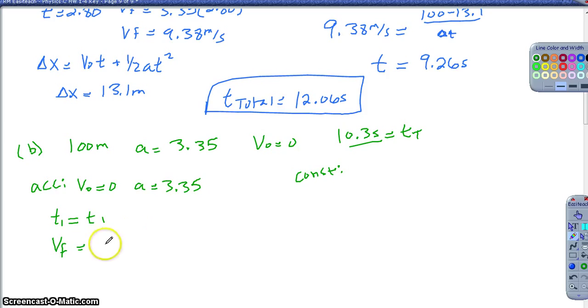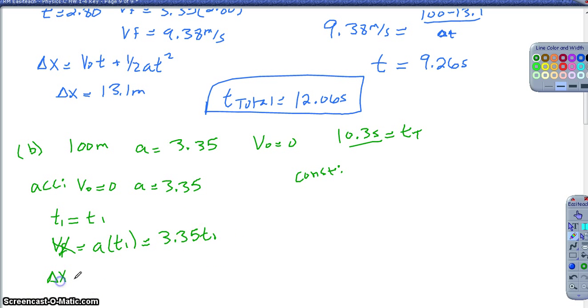So her final velocity would be v sub 0 plus at. Well, v sub 0 is just 0, so it would really be plus at, right? So in this case, it would be 3.35 T1. So I'm able to represent her velocity in terms of T1 as well. So I actually don't have a new variable, I just have the same variable used in a different way.